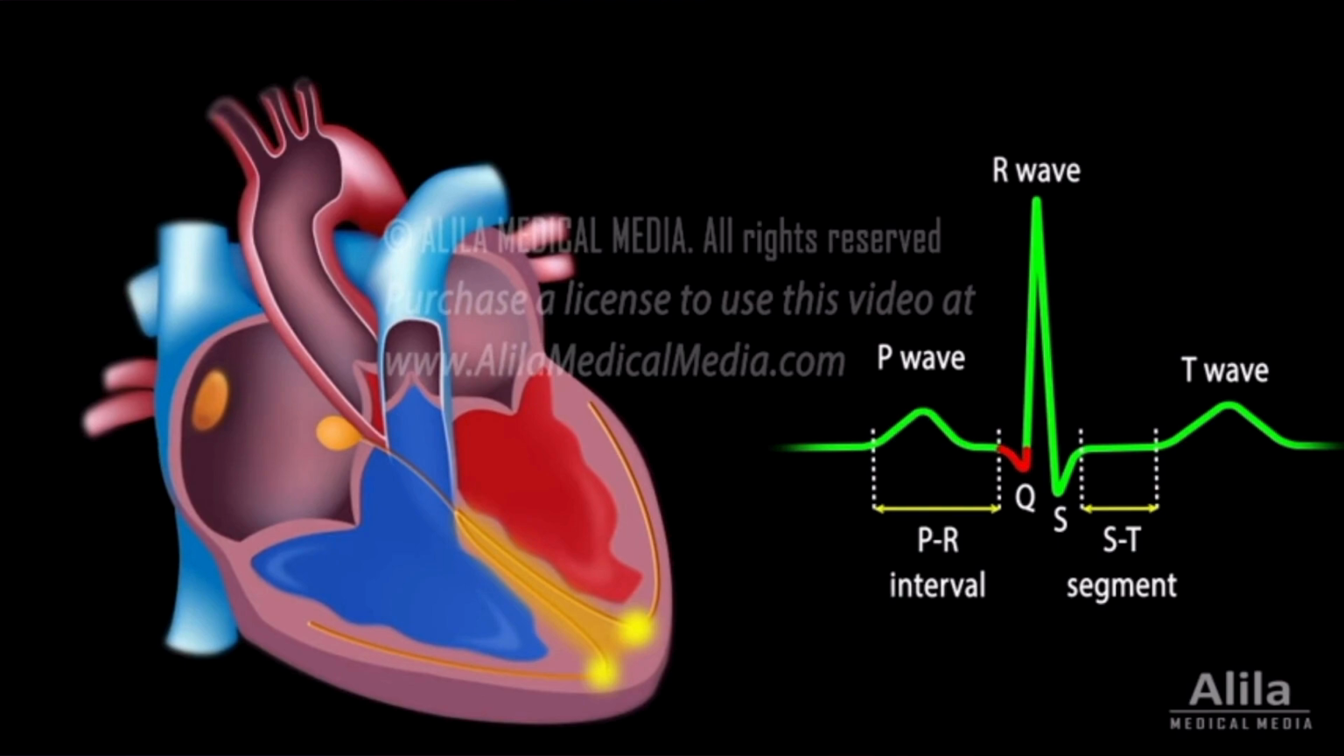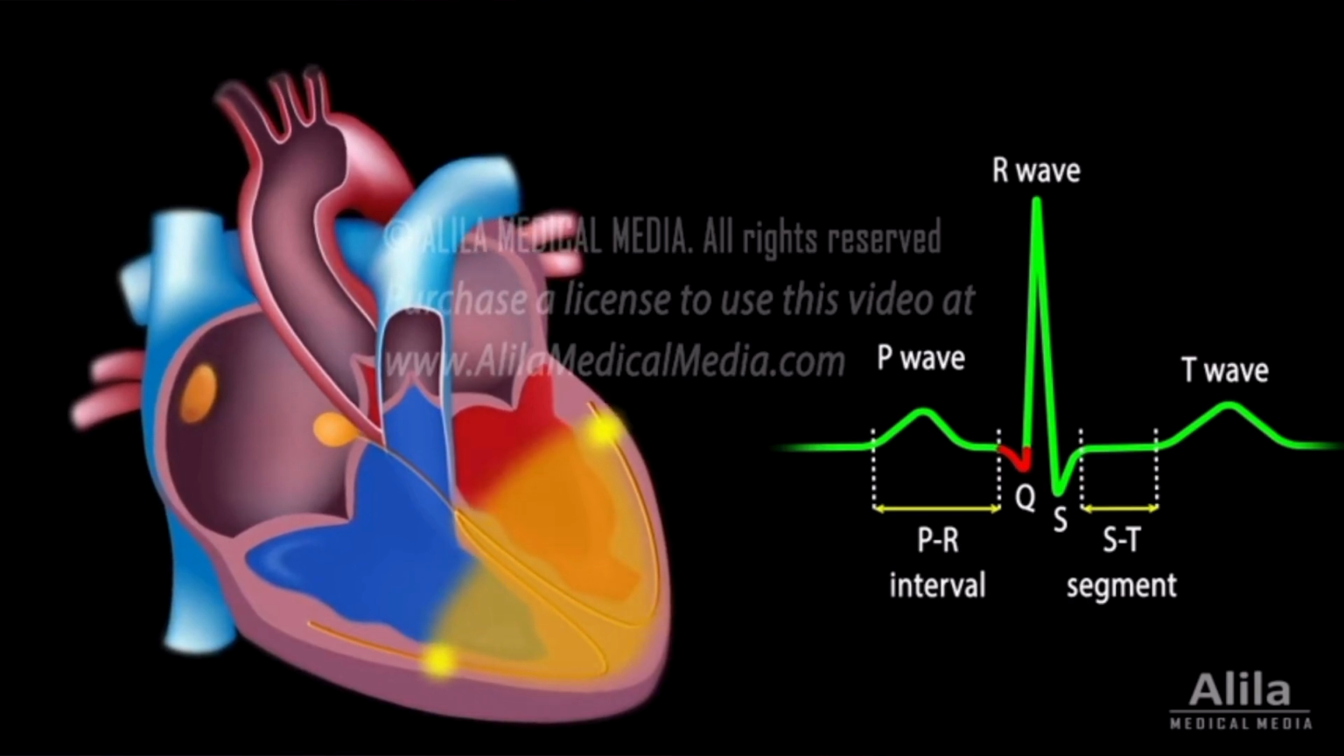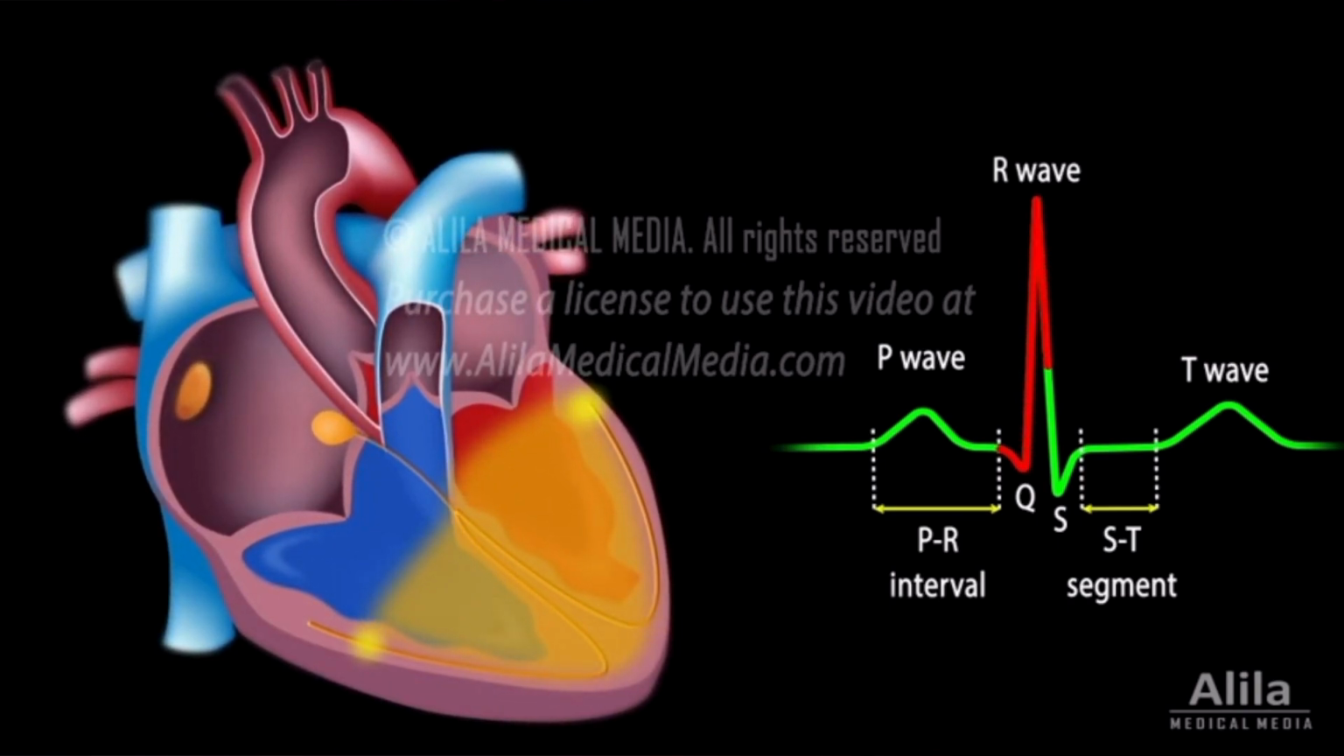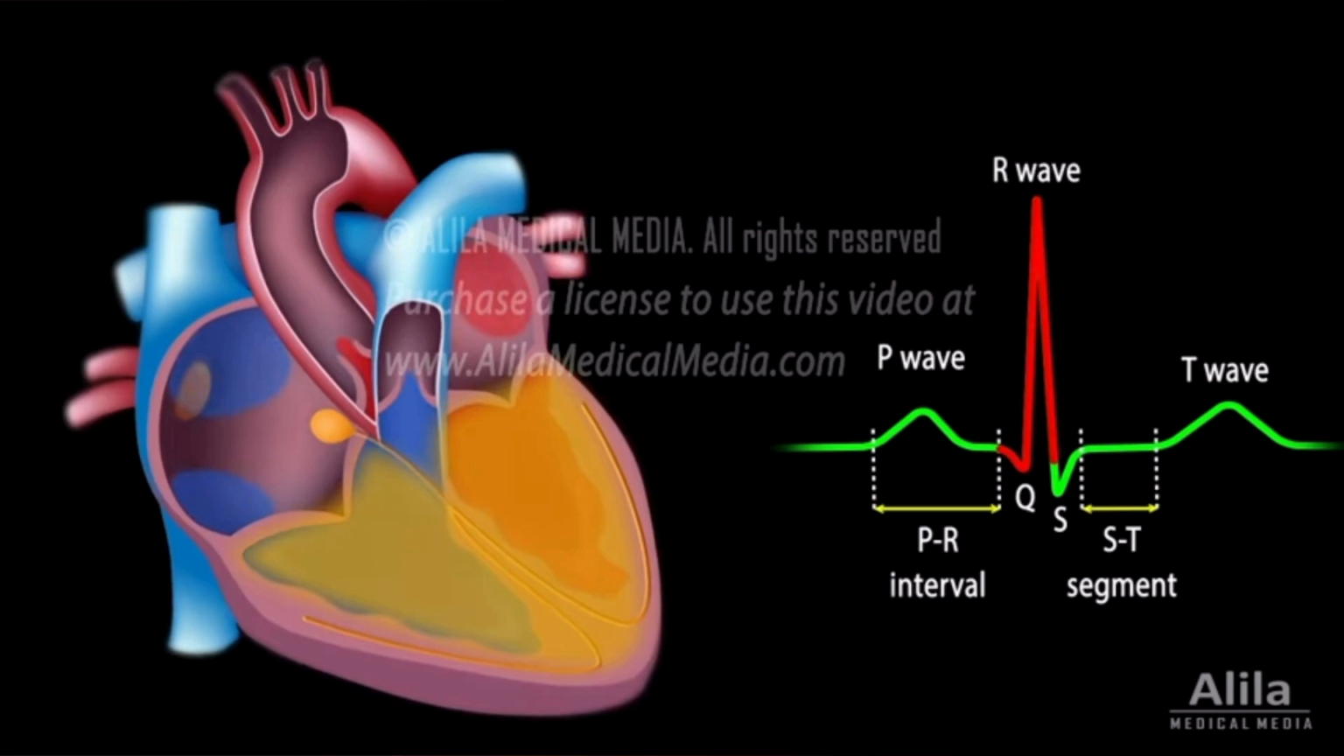The Q wave corresponds to depolarization of the interventricular septum. The R wave is produced by depolarization of the main mass of the ventricles, and the S wave represents the last phase of the ventricular depolarization toward the base of the heart. Atrial repolarization also occurs during this time, but the signal is obscured by the large QRS complex.